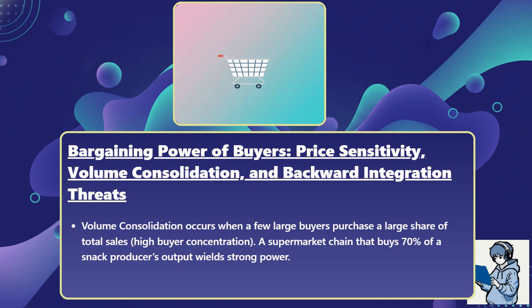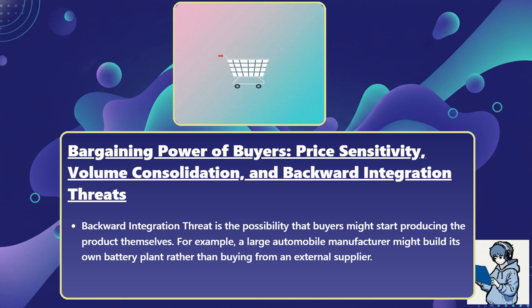Volume consolidation occurs when a few large buyers purchase a large share of total sales, high buyer concentration. A supermarket chain that buys 70% of a snack producer's output wields strong power. Backward integration threat is the possibility that buyers might start producing the product themselves. For example, a large automobile manufacturer might build its own battery plant rather than buying from an external supplier.